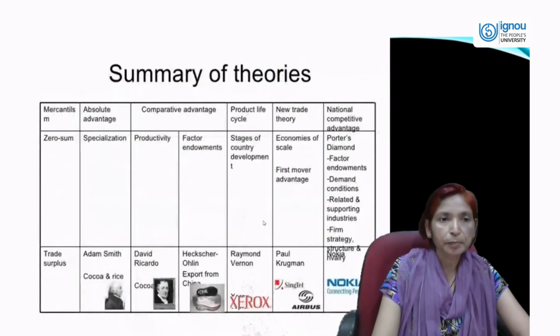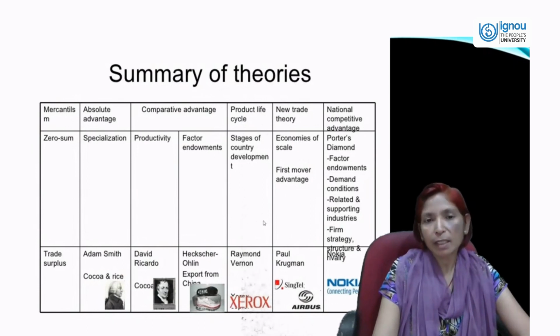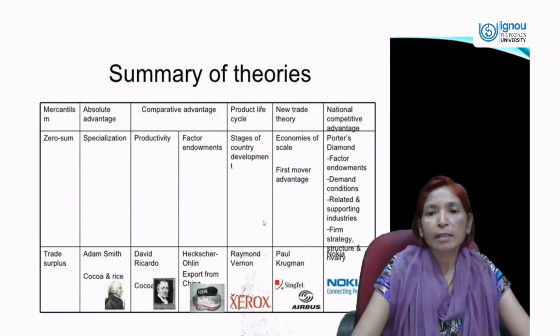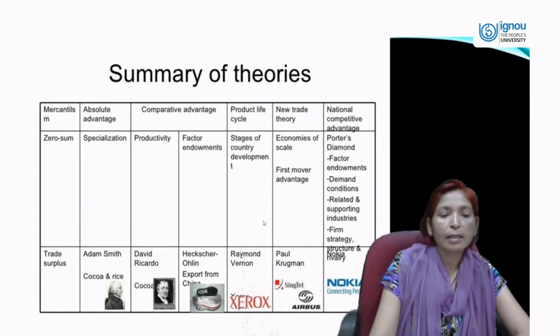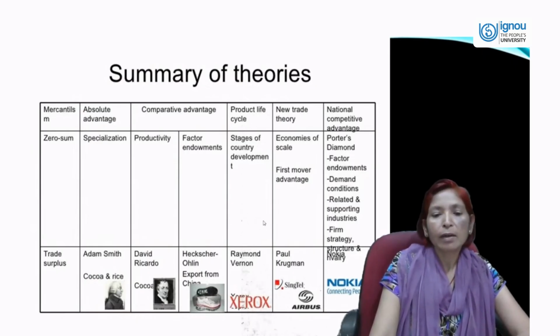Now, the summary of theories. Mercantilism is zero sum. Absolute advantage theory says specialize in only one product, and comparative cost advantage theory tells us that if one country is able to produce both commodities in larger quantity, then international trade will happen and it will give us advantages. Product life cycle theories develop the stages, and new trade theories explain economies of scale and first mover advantages. And these theories are explained by Adam Smith, David Ricardo, Hecksher-Ohlin, Raymond Vernon, Paul Krugman, etc.